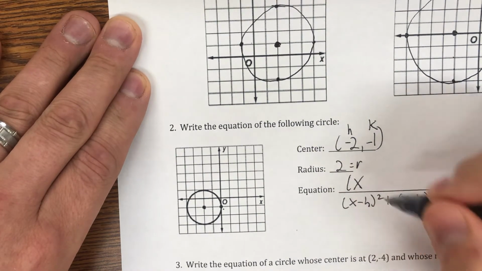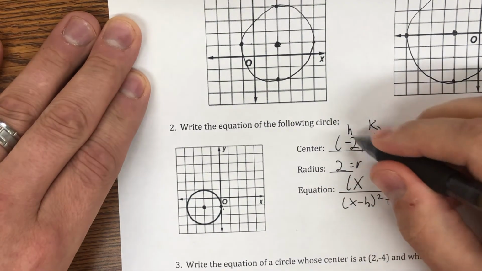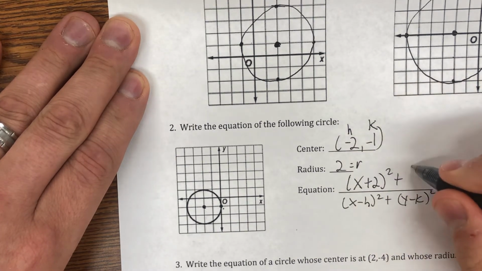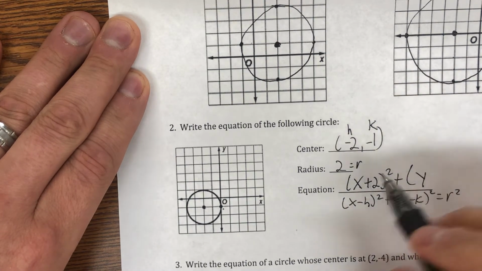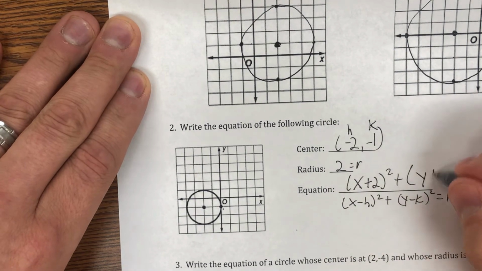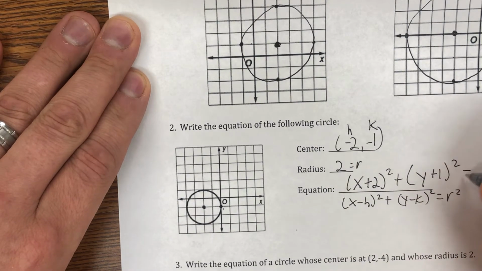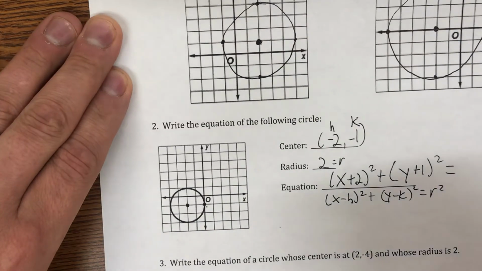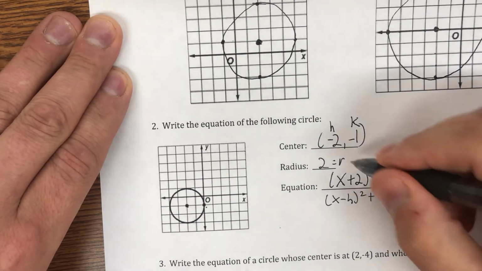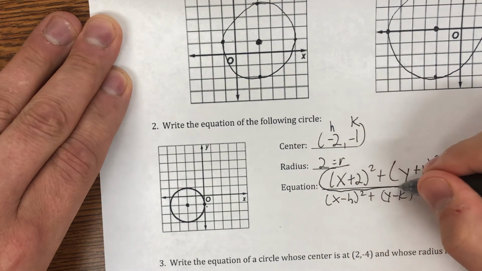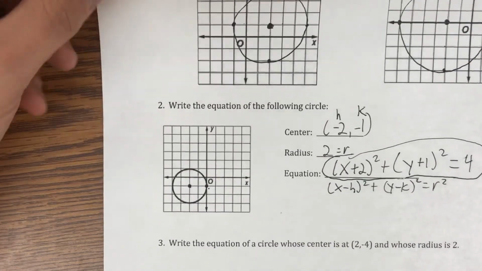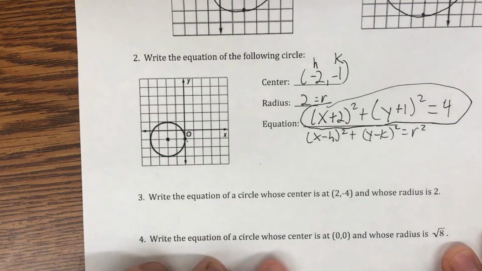X is x, doesn't change. Minus negative 2 changes to a plus 2, plus, parentheses, y. Now minus negative 1 changes to a plus 1, squared equals the radius squared. Now the radius is 2, so we have to square it. 2 squared is 4. So we have to plug in h, plug in k, plug in r. We will do 2 more examples of that.